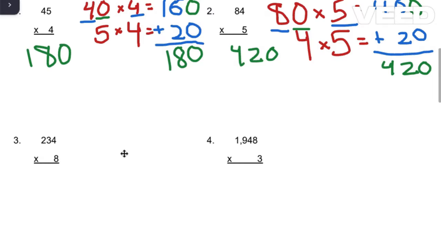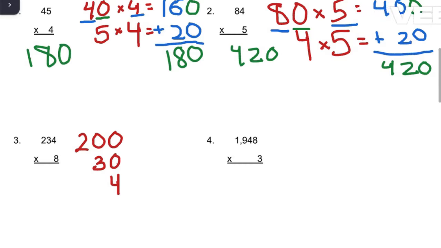Here we have 234 times 8. So this time we have to break up 234 into 3 numbers. Let me fix those zeros. Our hundreds are worth 200. Our tens are worth 30. And our ones are worth 4. 200, 30, and 4 combined to make 234.